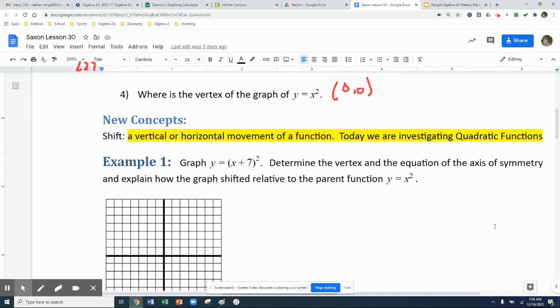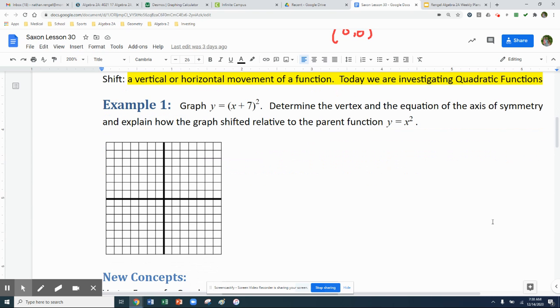New concepts, a shift. A shift is a vertical or horizontal movement of a function. Today we are investigating the quadratic function. So we're going to look at how the function shifts around the graph when you start to add numbers to it. So in example 1, we're going to graph y equals the parentheses x plus 7 squared. We're going to determine the vertex and the equation of the axis of symmetry, and then explain in words how the graph shifted relative to the function y equals x squared.